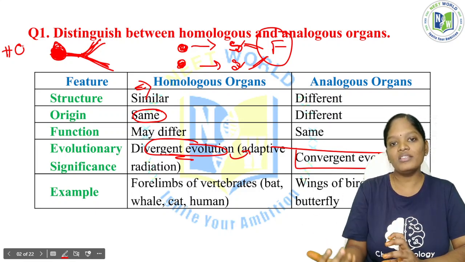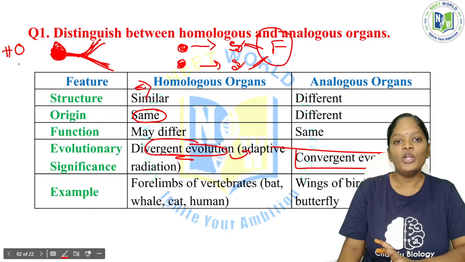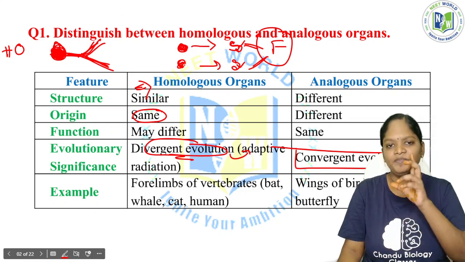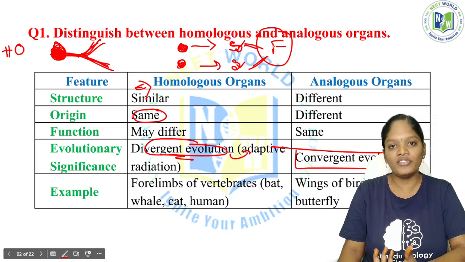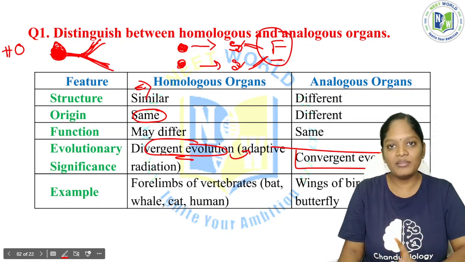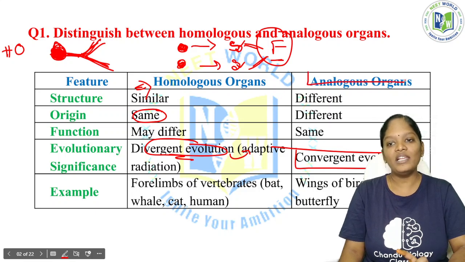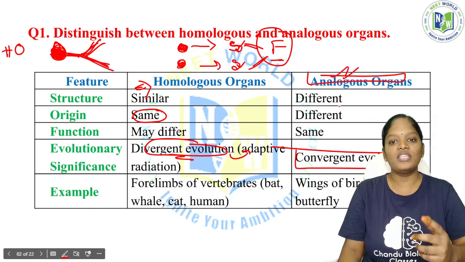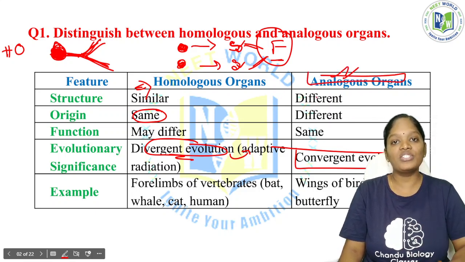In the case of convergent evolution, two different species which have no relation at all, their structure will be different and their function will be similar. So that is what analogous organs are. The structure will be different and the function will be similar.